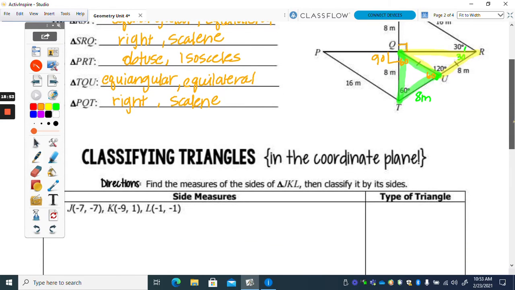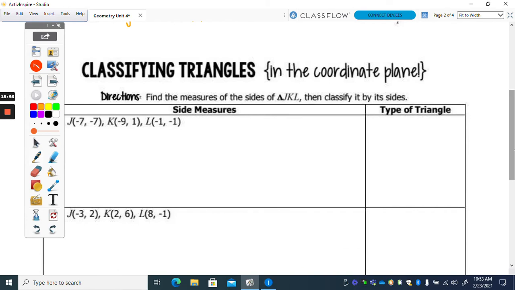Classifying triangles in the coordinate plane. If you do not have a picture of a triangle, but instead you have coordinates, you don't even have to draw it, do you? Okay? What you need to do is classify it by its sides. So we know that if 3 sides are the same, then it is an equilateral triangle. If 2 sides are the same, then it is isosceles. And if no sides are the same, then it is scalene.